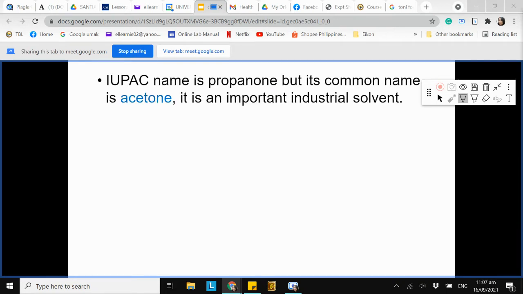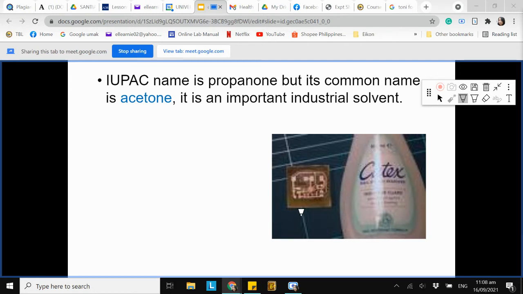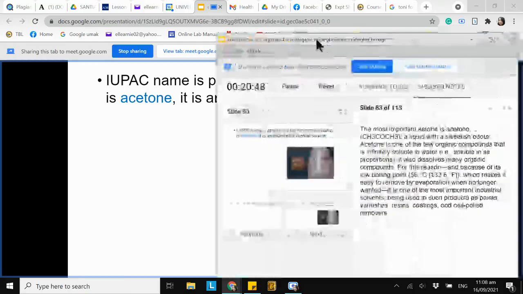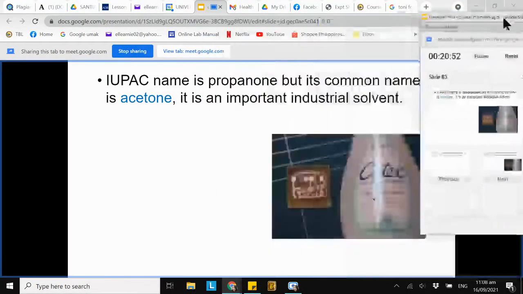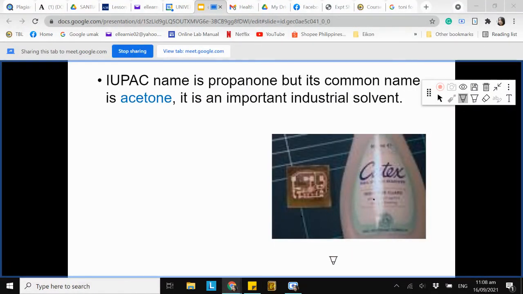And then for ketones, I think we discussed this also last time. We already discussed that the common name of propanone, which is the simplest of the ketone family, is acetone, and Cutex is actually a brand of nail polish remover. Now, this is also used for varnish, resins, and coatings. So marami pong gamit. Pwede rin siyang solvent ang acetone. Okay.